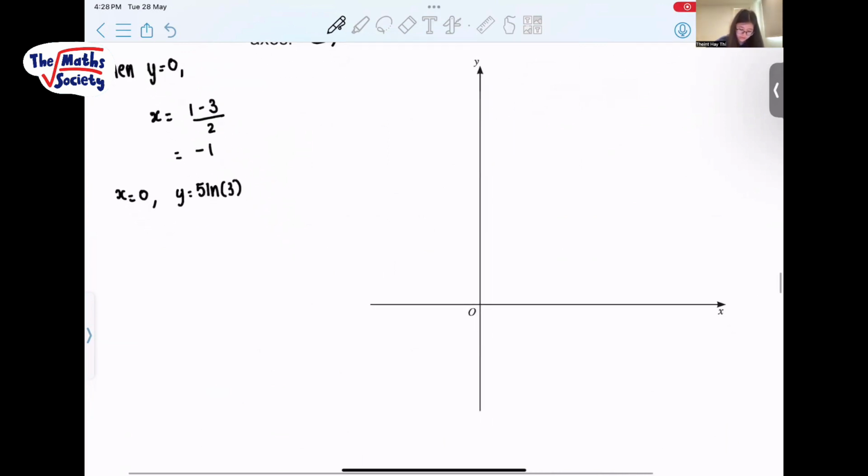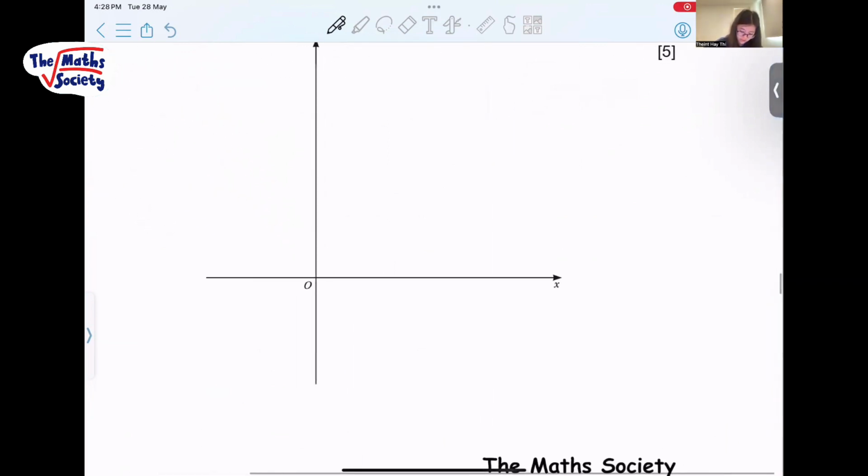So let's just try to put it in the graph. So let's draw a mirror line first.